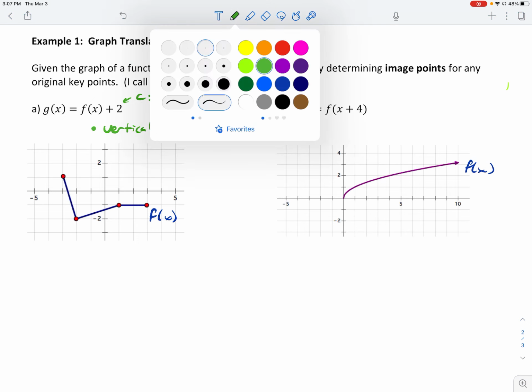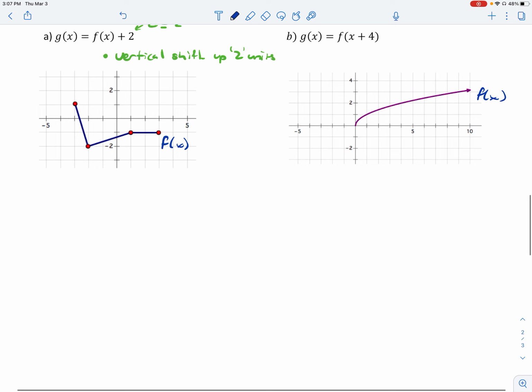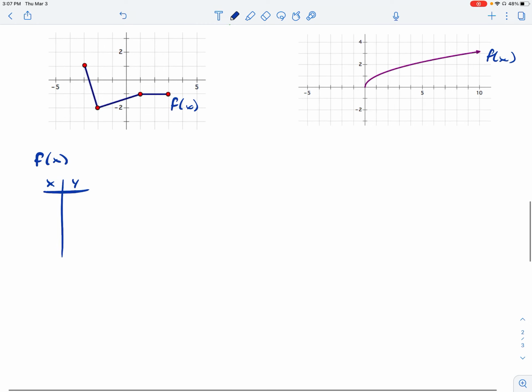So let's write out our original points for f of x. I can copy them down. Starting with this one on the left, it looks like x is -3 and y is 1. So we have -3, 1. I'm going to copy these for the rest. This one is -2, -2. And this one is 1, -1. And then we have 3, -1. Okay.